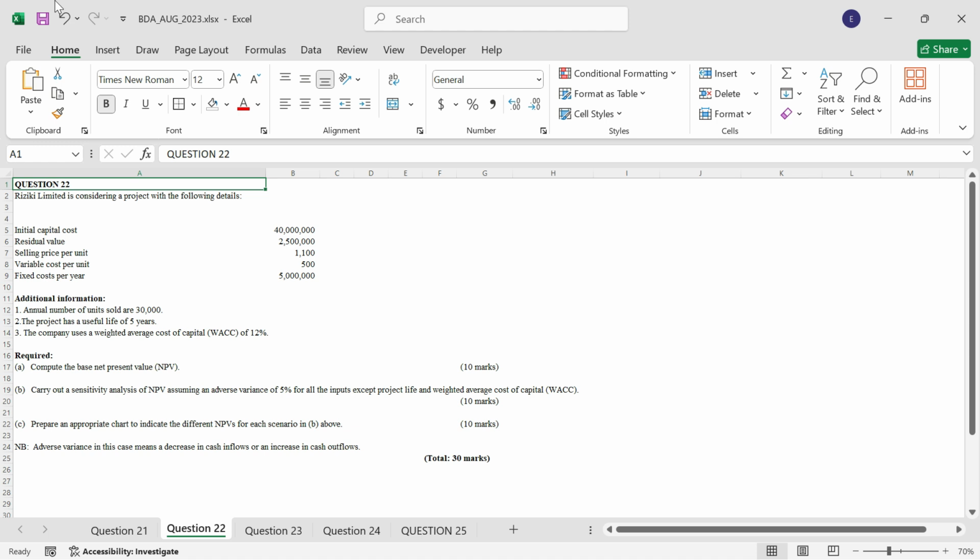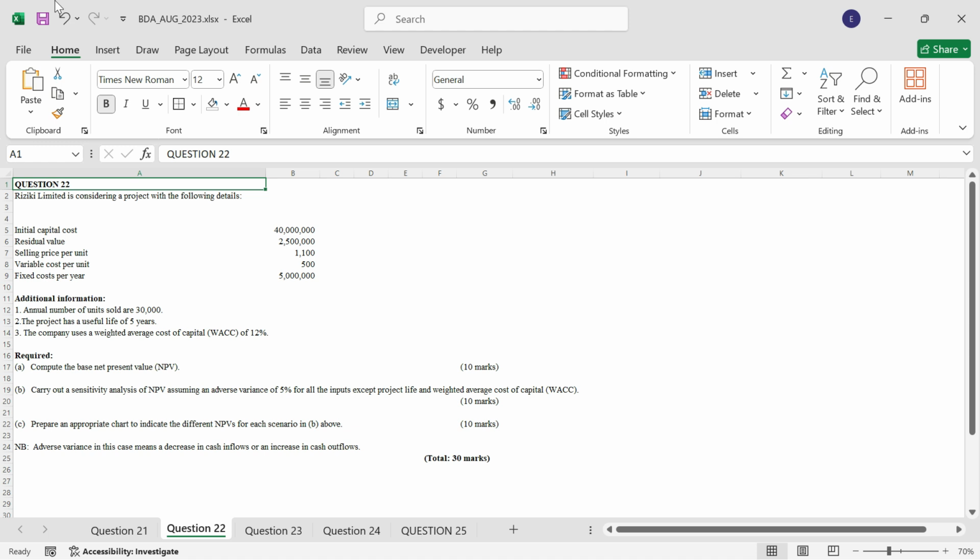This is the DBA August 2023 paper for 2022. I am required to compute the base net present value, to carry out a sensitivity analysis of NPV assuming an adverse variance for all the inputs except the project life and the weighted average cost of capital, and to prepare an appropriate chart to indicate the different NPV for each scenario in the above.